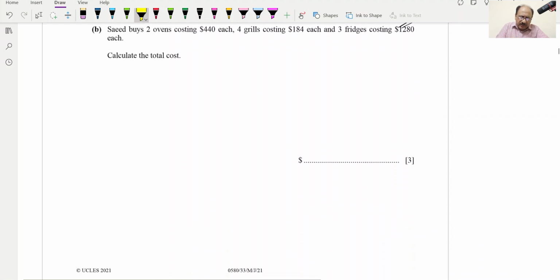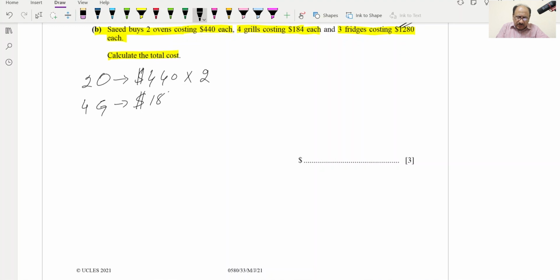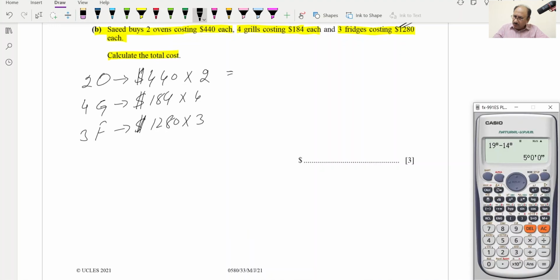Now B part, Saeed buys 2 ovens costing this much each, and 4 grills costing this much each, and 3 fridges costing this one. So we need to calculate the total cost. So 2 ovens, this will be $440, and $440 will be multiplied by 2. And then what else? We have 4 grills, costing 184 each, 184 multiplied by 4, and then 3 fridges, costing 1280 each, so this will be multiplied by 3.